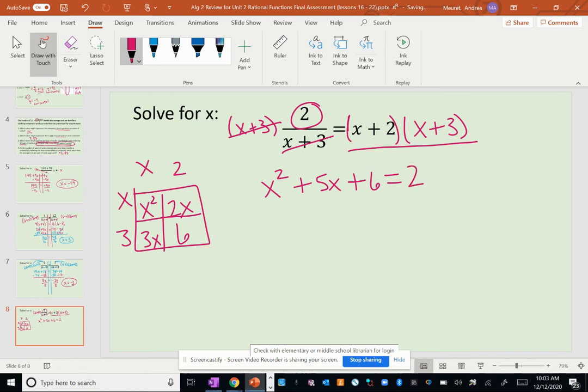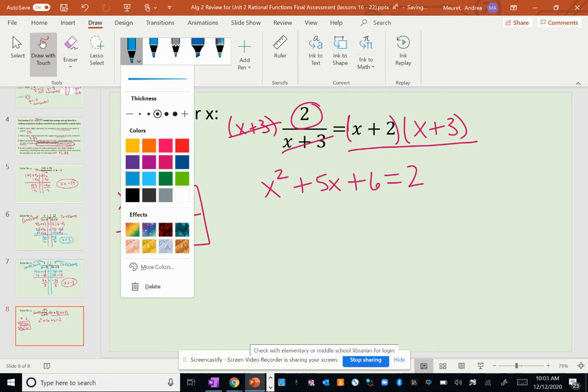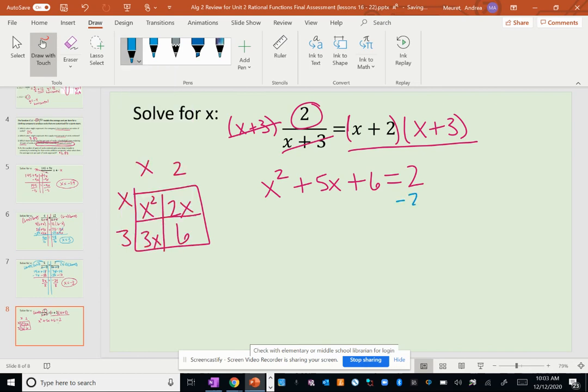All right, so again, this is a quadratic. And so to solve a quadratic, I need one side of the equation to equal 0. It's pretty simple to just move the 2 over by subtracting. And so I have x squared plus 5x plus 4 is equal to 0. So I have two options. I could factor, or I could use the quadratic formula.